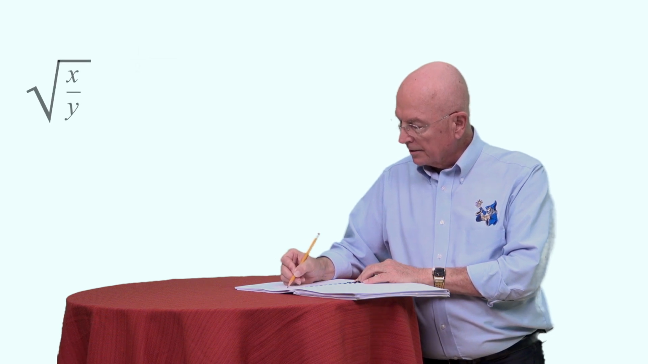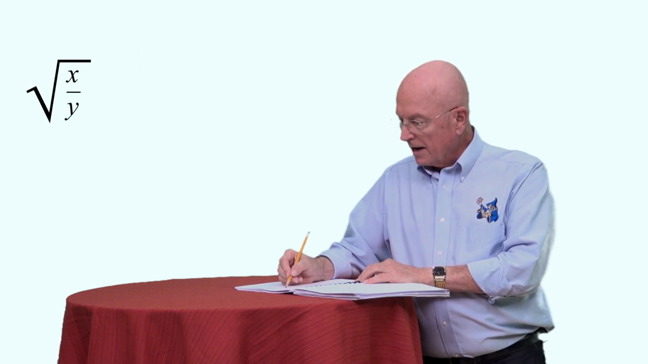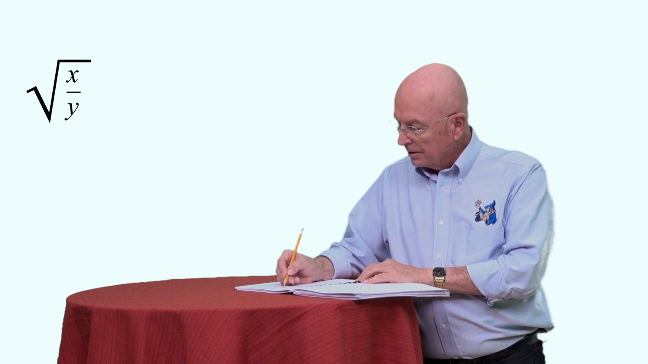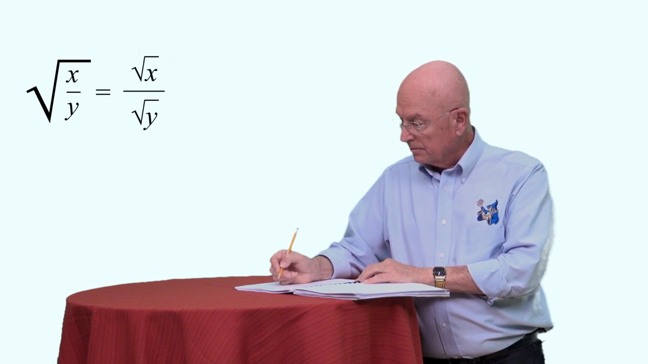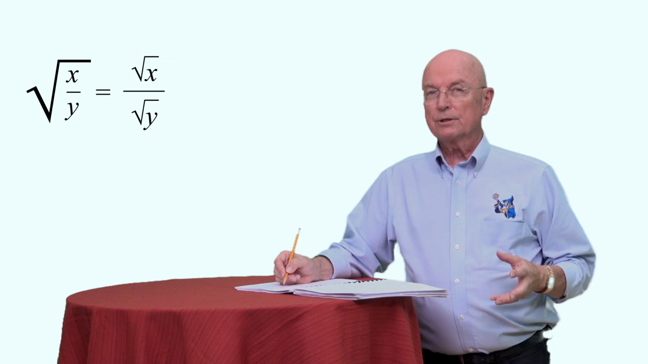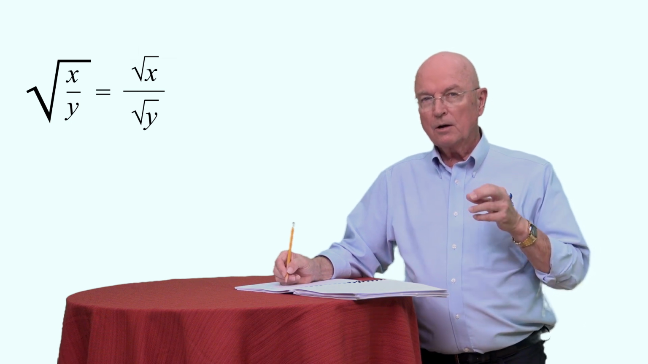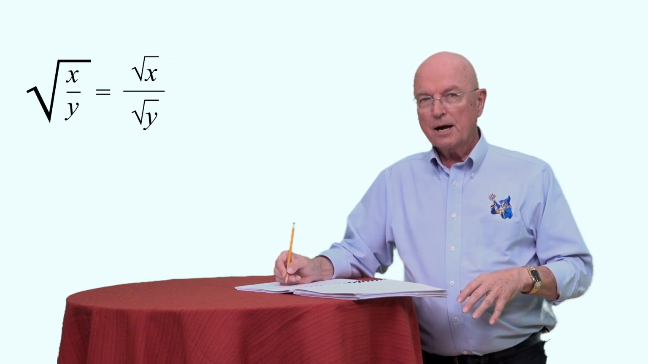Let's look at the next one. The next one's a little bit different. You've got the square root of x over y. So what you have to do here is change it to the square root of x over the square root of y. So that's how you could restate it. But by convention, you never leave a radical sign in the denominator.